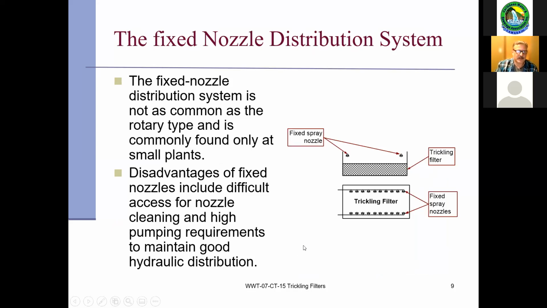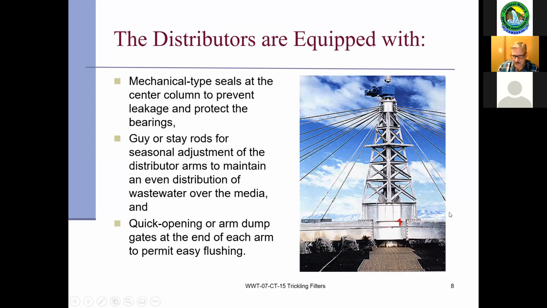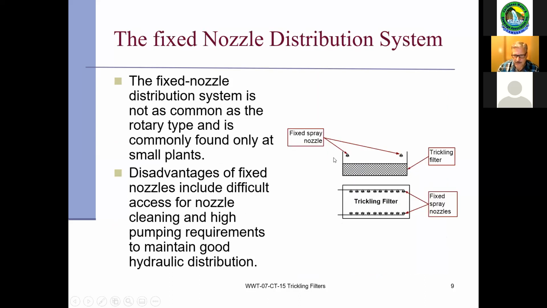They talk about fixed nozzle distribution systems, not as common as the rotary type. So the one we just looked at would be a rotary type system. So as this moves around, you're getting even distribution through that whole trickling filter. With fixed nozzle spray systems, you're going to have nozzles maybe at either end or throughout the tank, and then you're hoping, or the design is to get as even flow as possible through these fixed systems. In my experience, the rotating systems have always worked a lot better for distributing flow through the tanks.